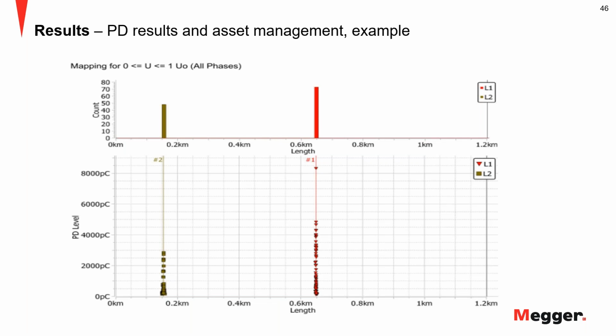So on B phase here, approximately at 500 feet, we had a count of 40. So 40 events from very few shots. It only takes a few seconds, a couple of minutes to do this damped AC step test. You got this kind of activity, and magnitude-wise, you see 3,000 picocoulomb, right?